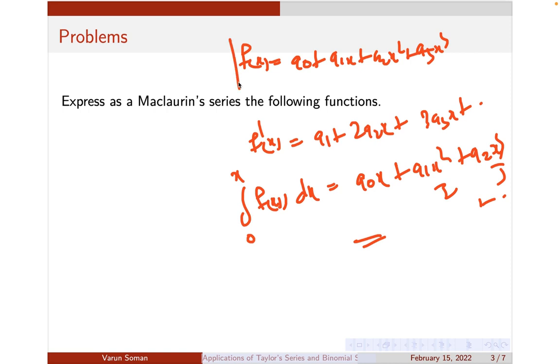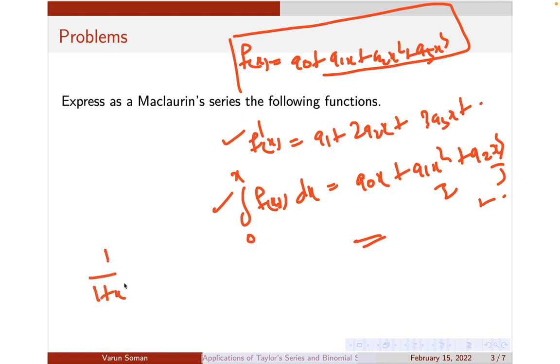So if you know the power series of f of x, you can easily find the power series of f dash of x and the integral of f of x also. So that is another idea. Now the expansion of 1 by 1 plus x we already know from the previous class. Because 1 by 1 minus x is a geometric series, its expansion was 1 plus x plus x square plus etc. So the expansion of 1 by 1 plus x is 1 minus x plus x square minus x cube plus etc. This is from the expansion of 1 by 1 minus x by just putting minus x in place of x.